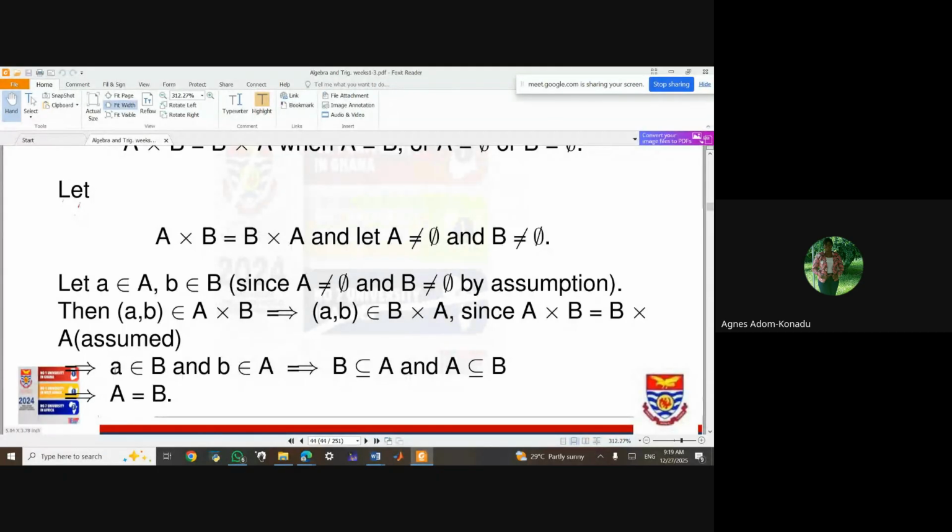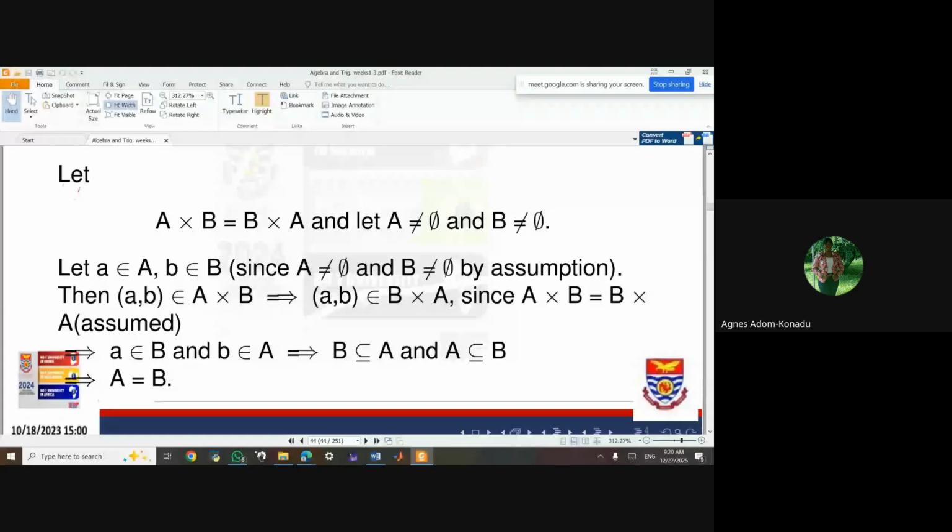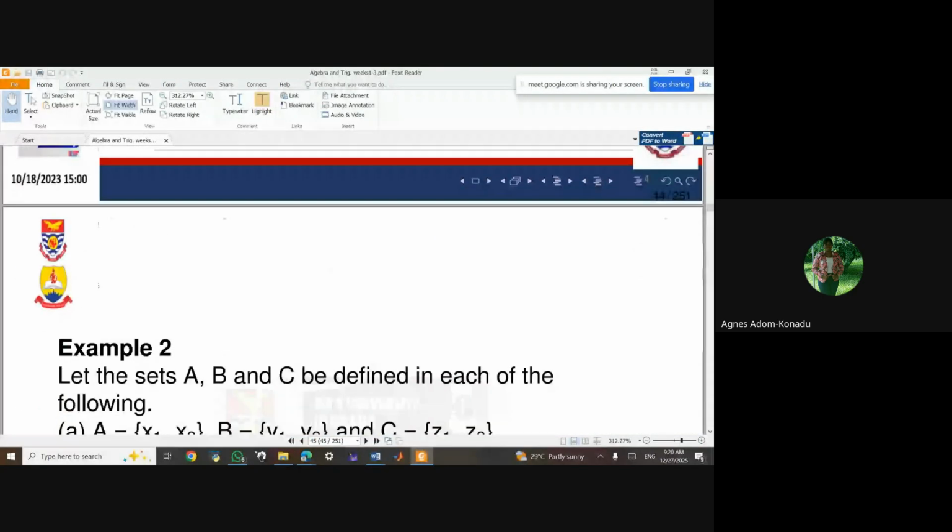I've been able to prove that this same a is in A and this same a is in B. It implies that my B is contained in A and my A is contained in B, because I have my small a which is in A and in B, and my small b which is in B and also in A. So my B is contained in A and my A is also contained in B. And then we learned today that if A is contained in B and B is also contained in A, then they are equal. So this means that my A is equal to B.